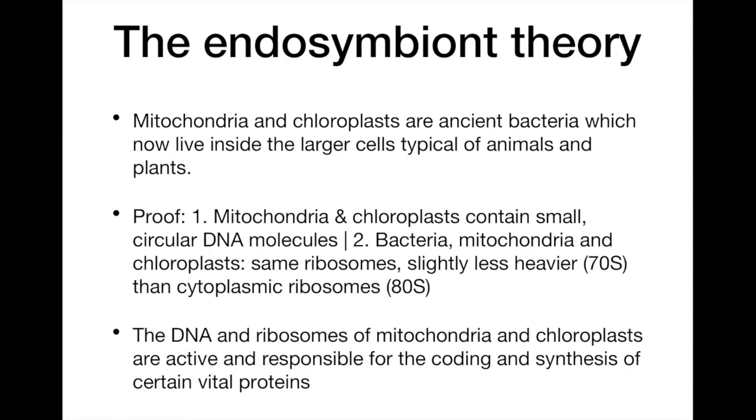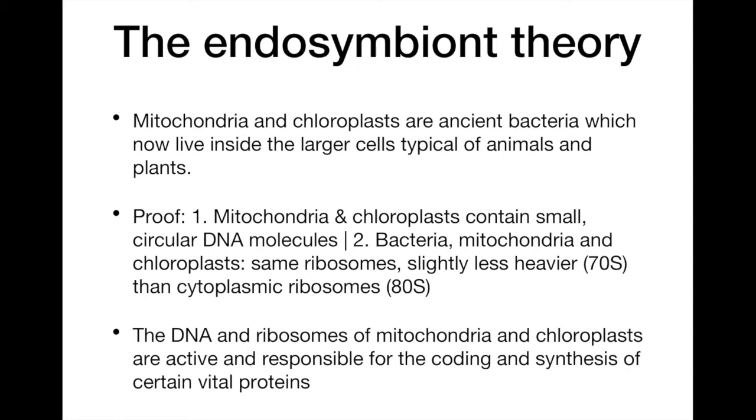It was also discovered in the 1960s that mitochondria and chloroplasts contain small circular DNA molecules, also like those found in bacteria. It was later proved that mitochondria and chloroplasts are in effect ancient bacteria, which now live inside larger cells, typical of animals and plants. This is known as the endosymbiont theory. Endo means inside, and a symbiont is an organism which lives in a mutually beneficial relationship with another organism.